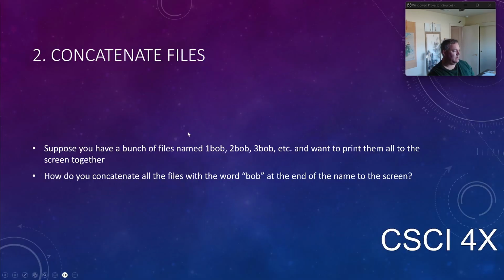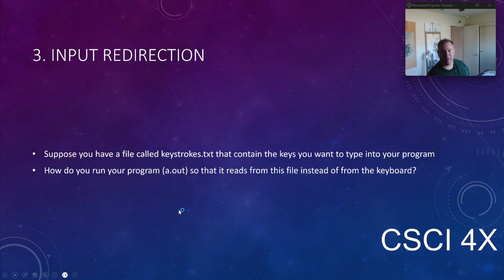Next up is input redirection. So I've got a file that contains keystrokes, and I want my program to read the keystrokes from that file instead of from the keyboard. This is really useful when you guys are doing testing, like for black box BST. It's extremely useful. So you can put a whole bunch of inputs into a text file, like create a tree.